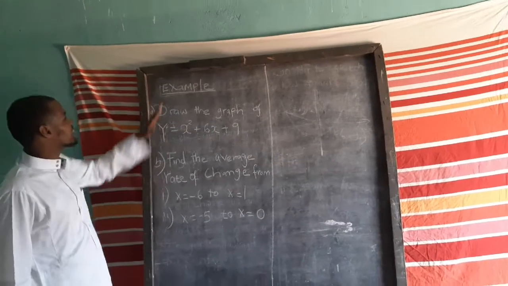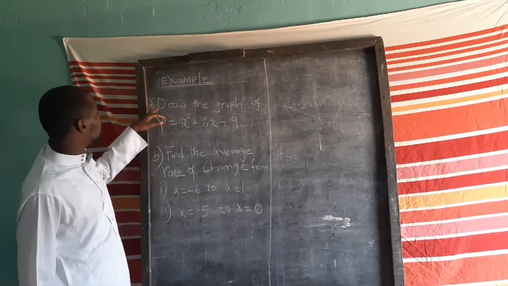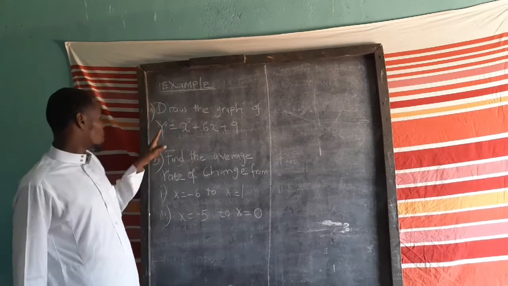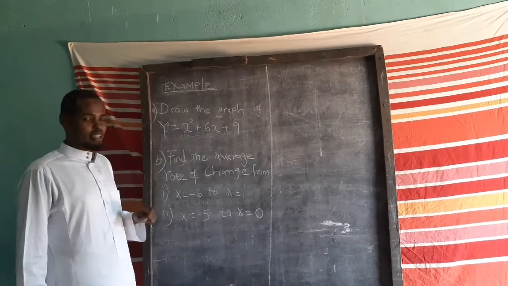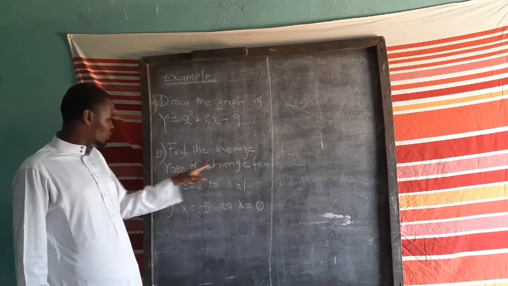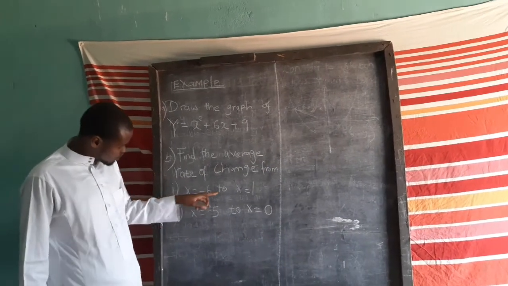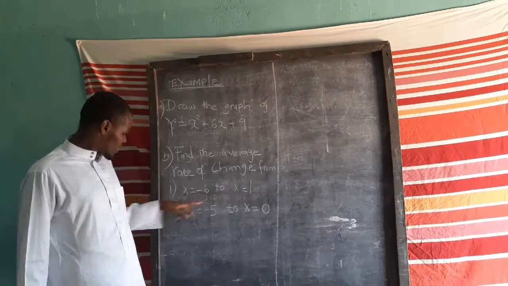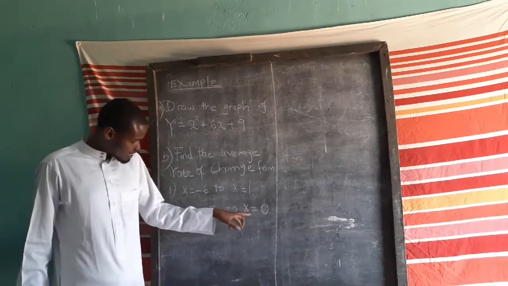Let's see one example. You have been given a question. You are told to draw the graph of y equals x squared plus 6x plus 9. Part B: here you are told to find the average rate of change, Roman 1, from x equals -6 to x equals 1. Roman 2, x equals -5 to x equals 0.